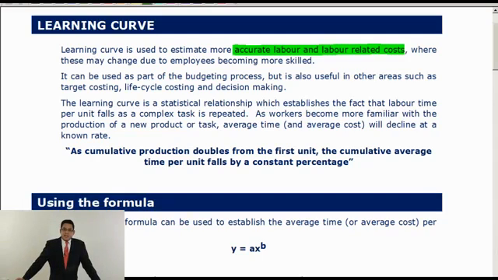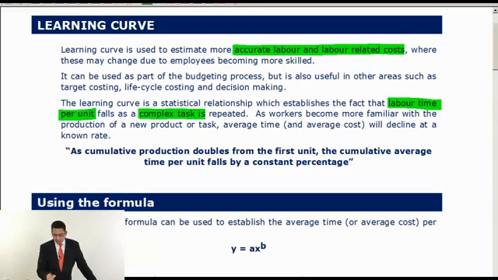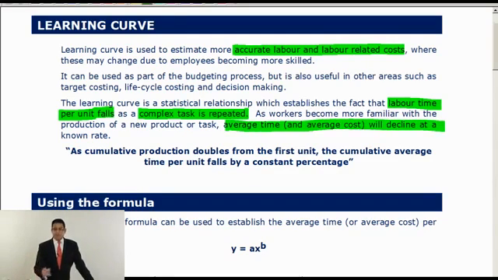It is a statistical relationship which establishes the fact that labor time per unit falls as a complex task is repeated, because workers become more familiar or confident about the job. As they become more familiar with the job or production process, average time reduces, average time declines at a known rate. We will talk about this known rate slightly later on. Now, this is the definition of the learning curve, which you really need to remember, because this is how we apply learning curve in practice.